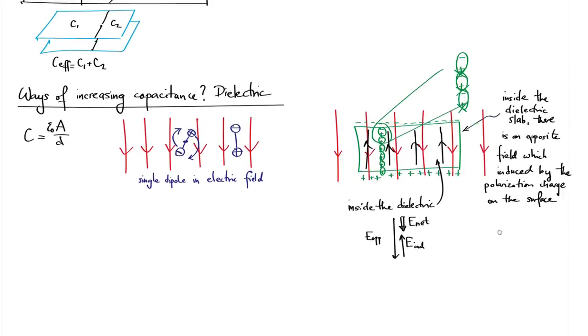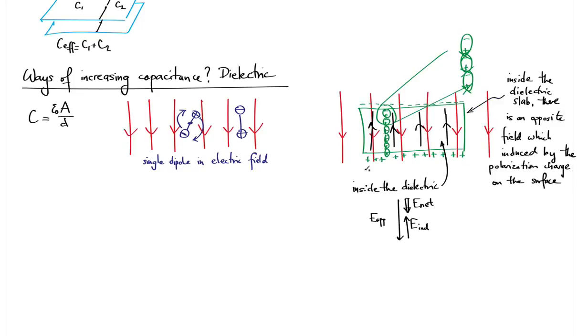In general, and it depends completely on the properties of the dielectric, E net is going to be equal to E applied, or oftentimes you just call this E naught, divided by some factor K, or kappa.